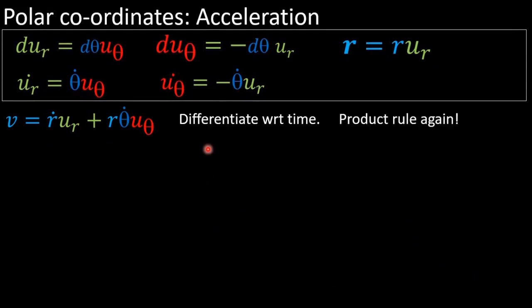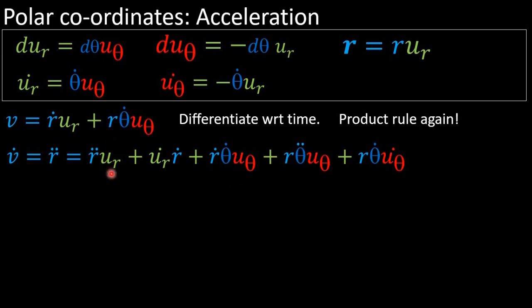So again, we use the product rule because all of these quantities in here are changing with time. So r dot is going to be changing with time because it's accelerating, and u sub r is changing with time, r is changing with time, and theta dot is also changing with time as well, and u sub theta is also changing with time. Okay, so if we differentiate that, we get this. Okay, so just apply the product rule. The product rule applied to this here would give us this, and the product rule here would give us this.